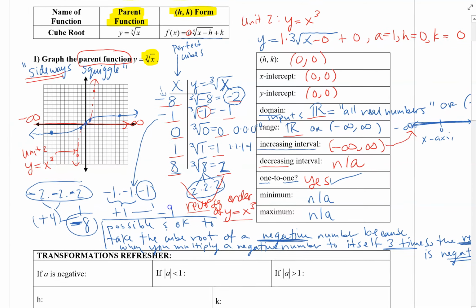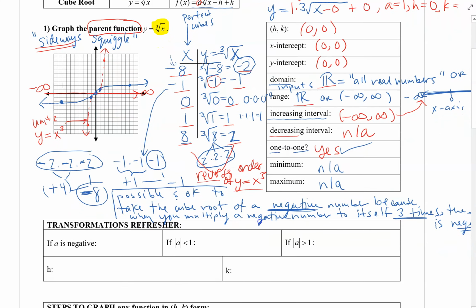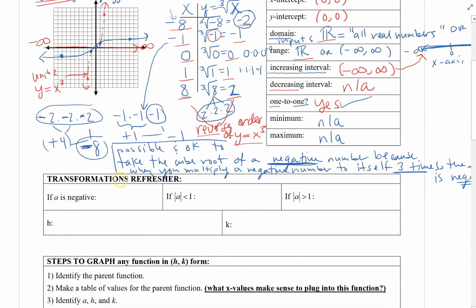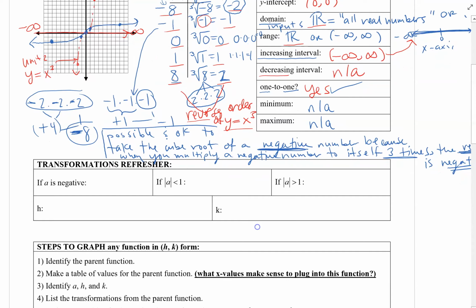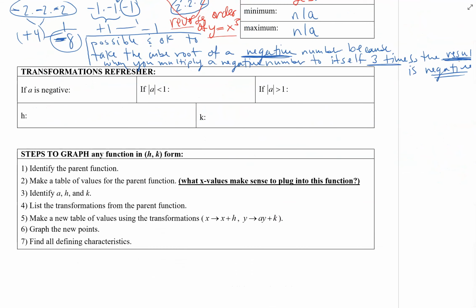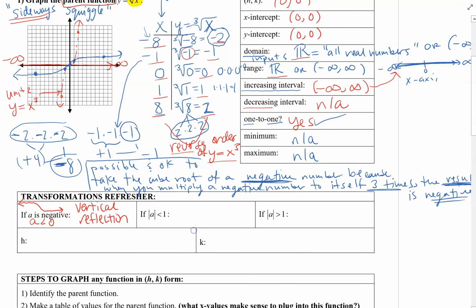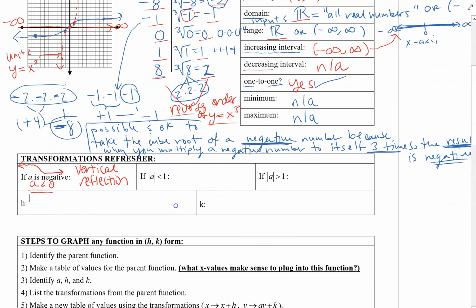So now that we've learned a little bit about the parent, let's remind ourselves of some of the things we have to do to make the transformations, and then we can start graphing transformations of this function. So recall that when the a value is less than 0, is negative, that will create what we call a vertical reflection on the graph. If you look at the parent function, it goes up from left to right. But if I were to reflect that, it would look something like this. So that's what happens when the a value is negative.